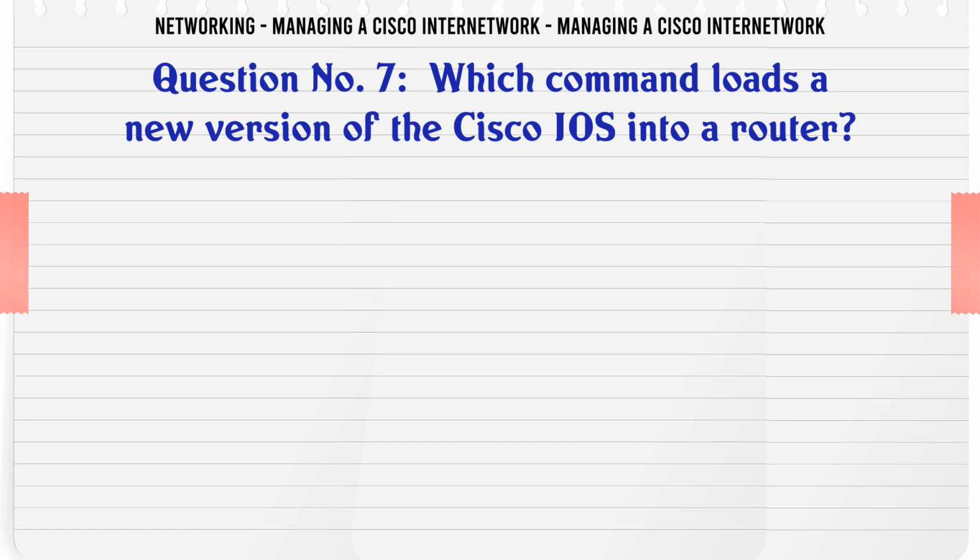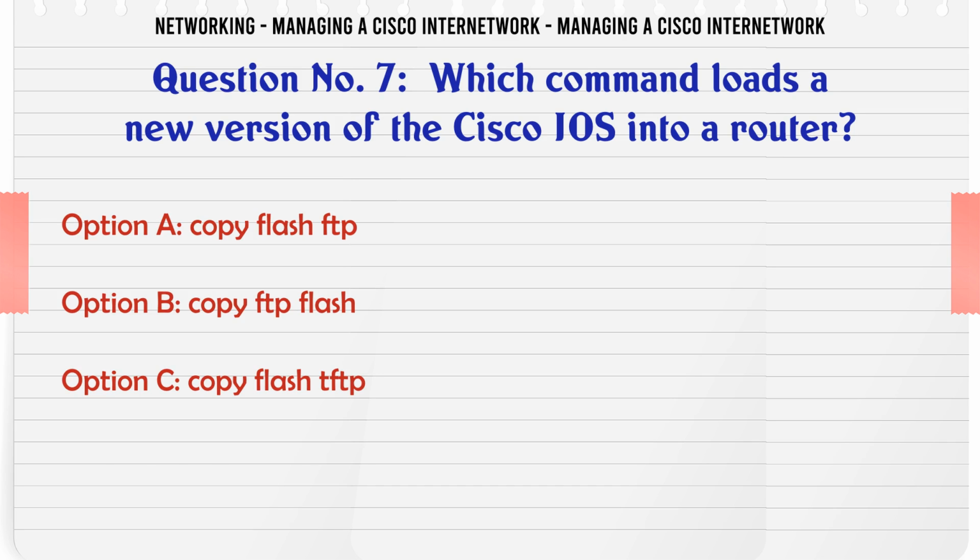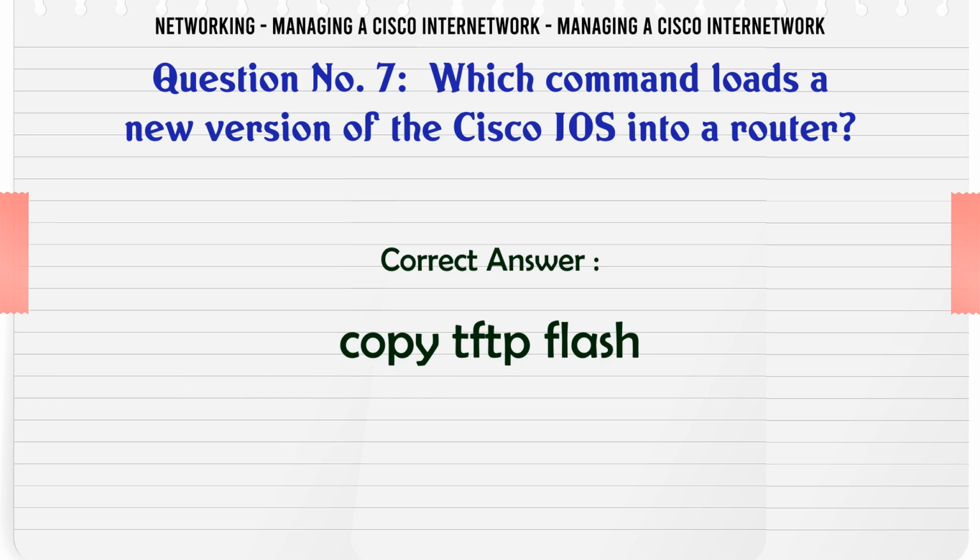Which command loads a new version of the Cisco iOS into a router? A. Copy flash FTP. B. Copy FTP flash. C. Copy flash TFTP. D. Copy TFTP flash. The correct answer is copy TFTP flash.